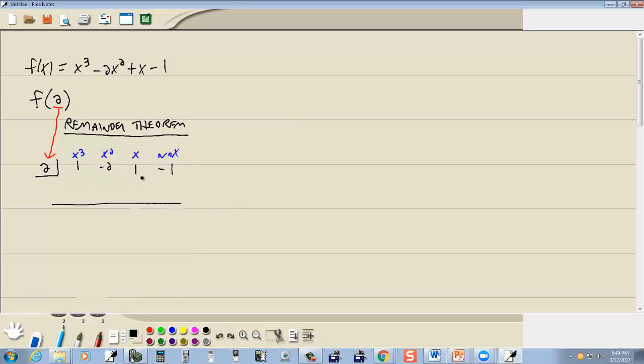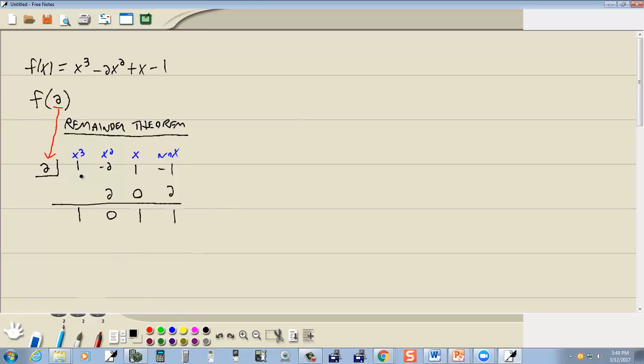Now I'm going to go through my synthetic division, so I'll add. 1 plus nothing is 1. Multiply. You always multiply the number up in the box by the number you put down here. 2 times 1 is 2. Then I'm going to add. Negative 2 plus 2 is 0. Then multiply: 2 times 0 is 0. And then add. 1 plus 0 is 1. Multiply: 2 times 1 is 2. And then add, negative 1 plus 2 is 1.